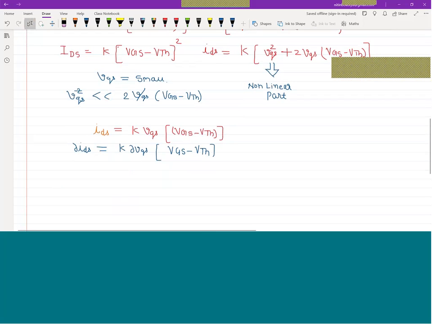We know that IDS is output current and VGS is input voltage. So I can say the ratio of del IDS divided by del VGS is known as GM, and GM is what? Transconductance, and this ratio is equivalent to K times of under root of VGS minus VTH, which is also known as overdrive voltage, DC overdrive voltage.